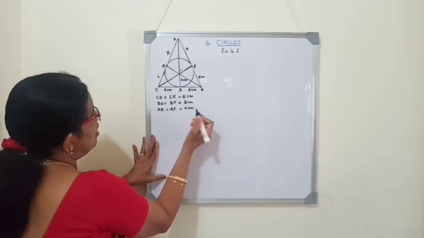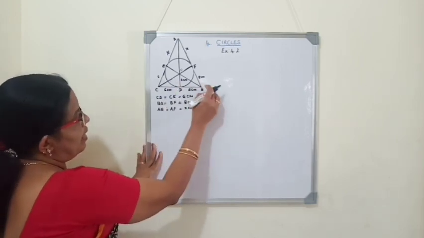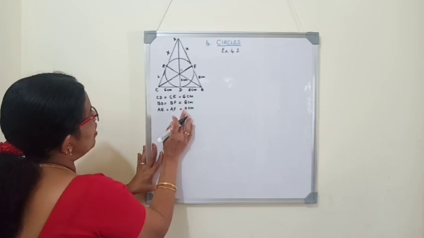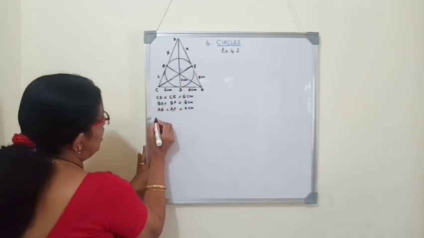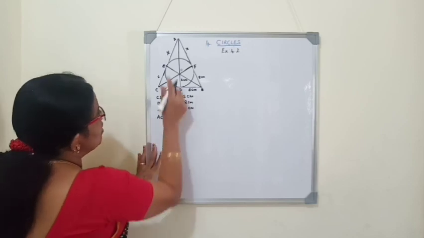We have to find the sides AB and AC of triangle ABC. So here, first we will find out what is AC. AC equals, what is the length of AC?